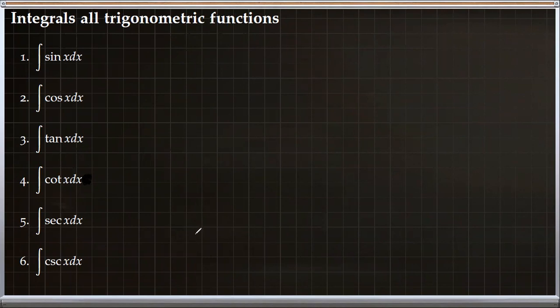All right, here I have listed integrals of all 6 trigonometric functions. I have also included sine x and cosine x, which we already talked about, so that we have all 6 together. So we know integral of sine x is negative cosine x plus constant, and integral of cosine x is sine x plus constant. So we already got these two. Now we want to try to find integrals of tangent, cotangent, secant, and cosecant. So let's look at integral of tangent.